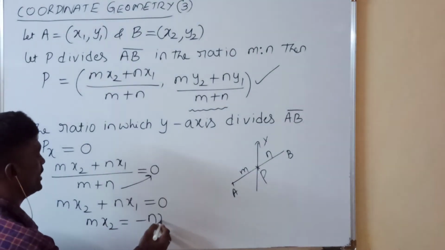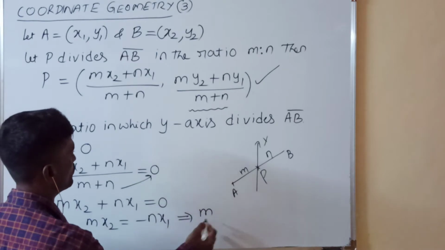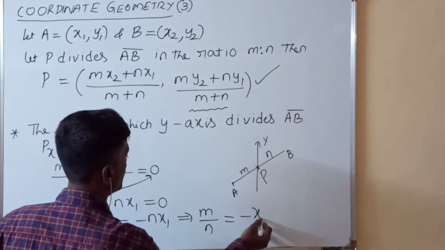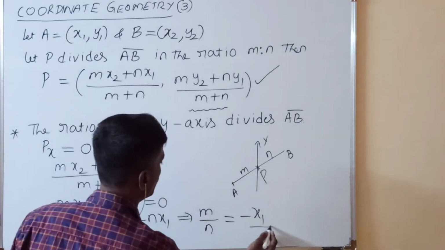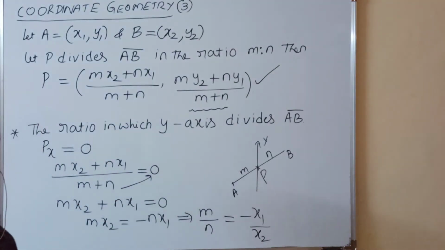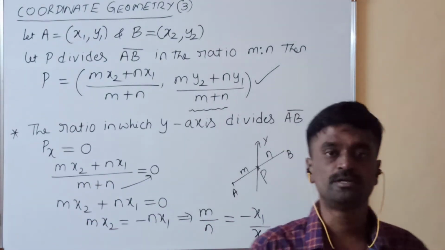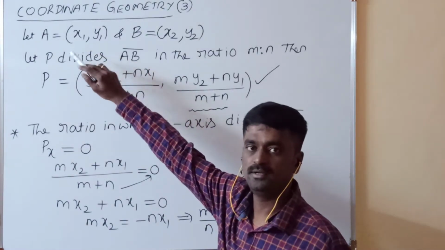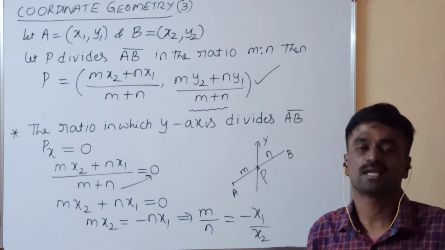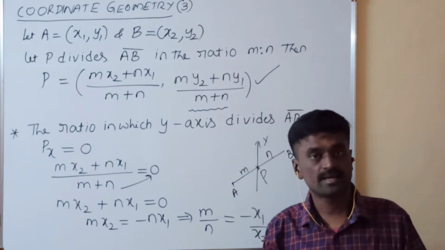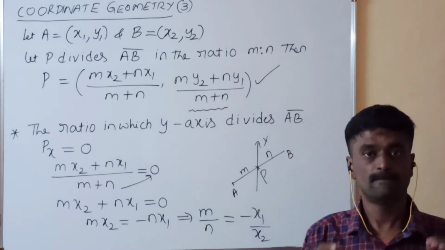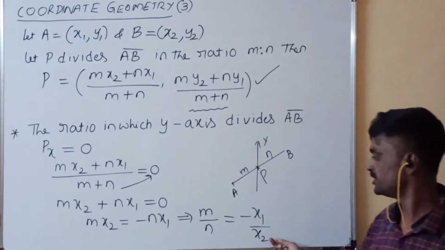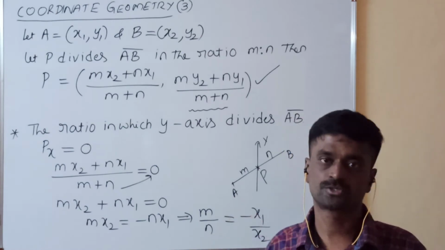mx2 plus nx1 is equal to 0 into (m plus n), which is 0. Correct? So from this, what will you get? mx2 is equal to minus nx1, or we can write, cross multiply n here, then m by n is equal to minus x1 by x2. So thus m is to n is equal to what? Minus x1 is to x2. That is, minus x coordinate of the first point is to x coordinate of the second point. Okay, so x-axis divides the segment AB in the ratio minus y1 is to y2, whereas the y-axis divides the segment AB in the ratio what? Minus x1 is to x2.